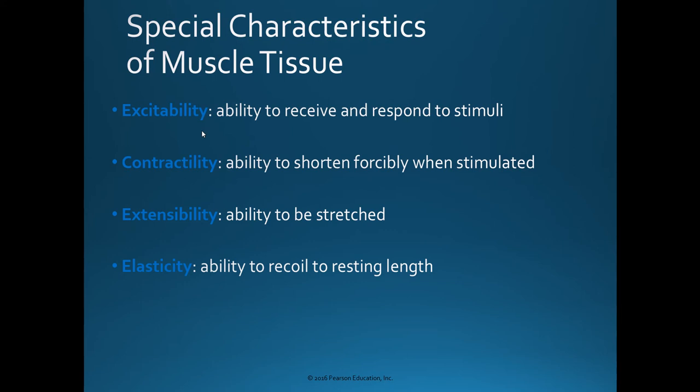But it is also extensible. Muscle tissues can stretch without being damaged, unless they're overstretched, as the video was talking about, because they have elasticity. Not only can they stretch, but they can recoil back to their resting length as long as they're not overstretched, and then we end up with some damage. But as long as we're not overstretching our muscles, because of their extensibility and their contractility, they can go back to their resting length without being damaged. So these four characteristics are shared by all three types of muscle tissue.